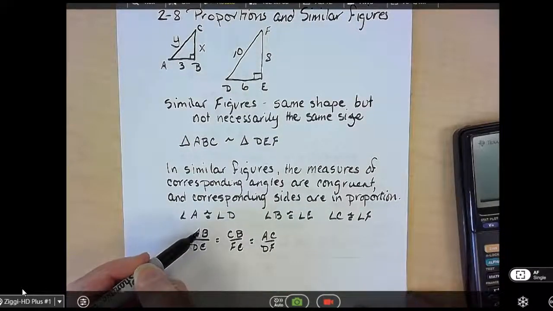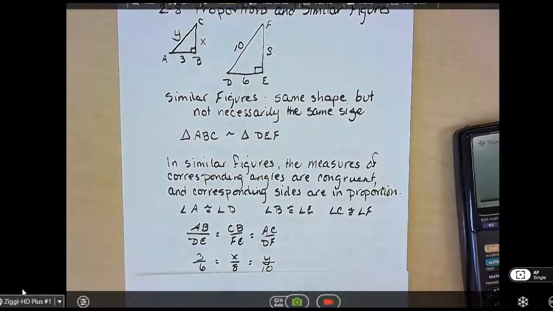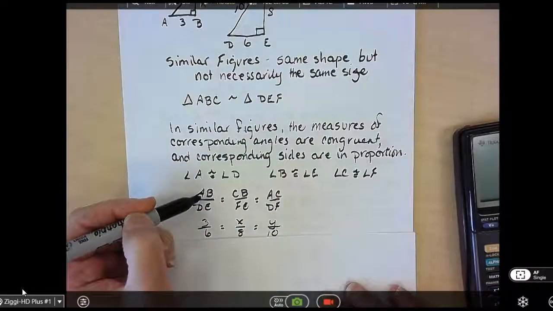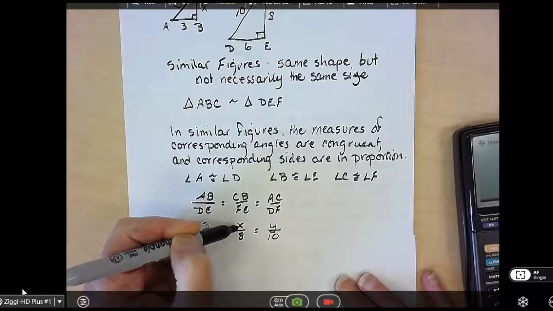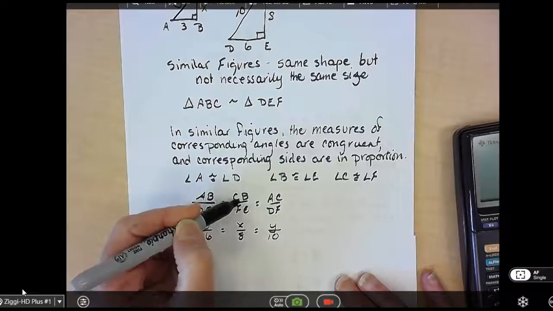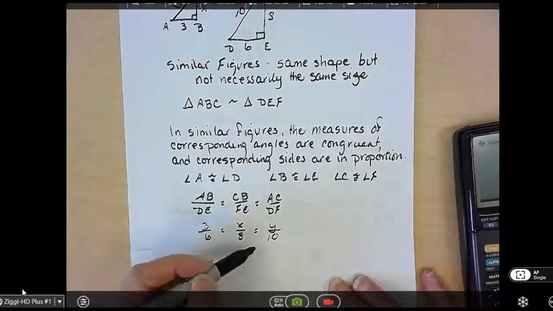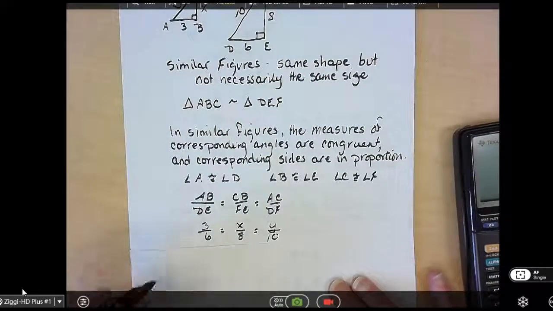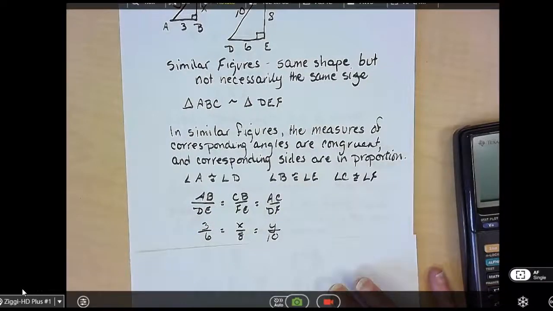In geometry, you'll learn that when sides are written with no line on top of it, it means the measures. So now we can fill in the measures of our lengths of our sides. So AB was 3, DE was a measure of 6, X was CB, FE was 8, AC was Y, and DF was 10. Those three fractions have to be equal to each other for it to be similar figures. So we can figure out X and Y now.